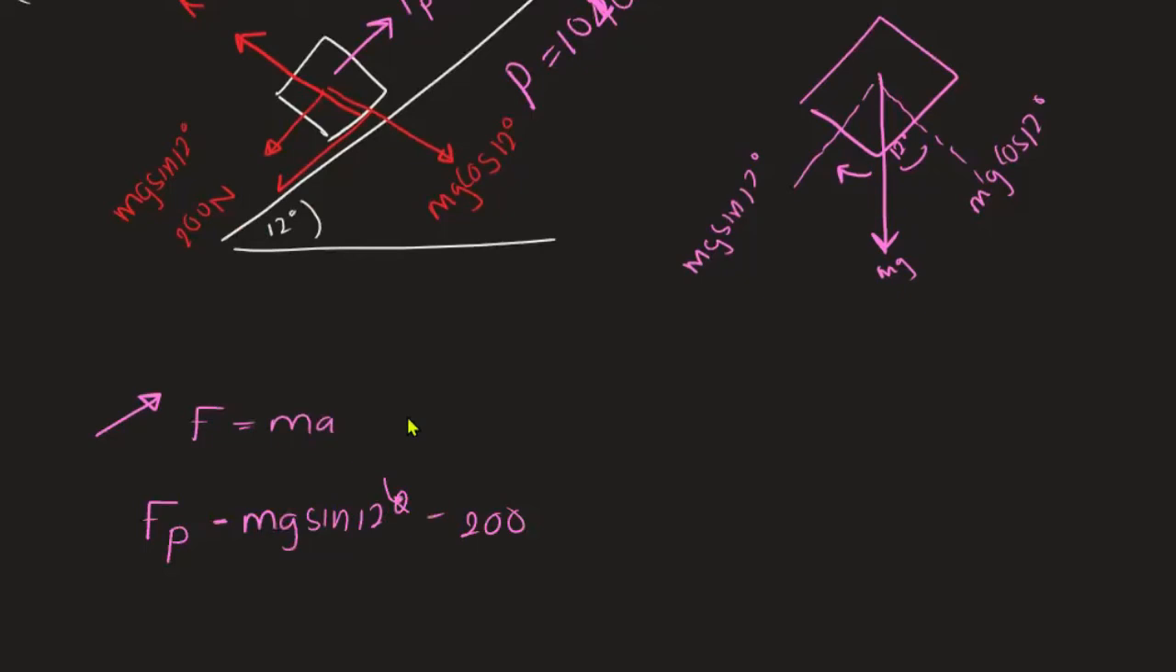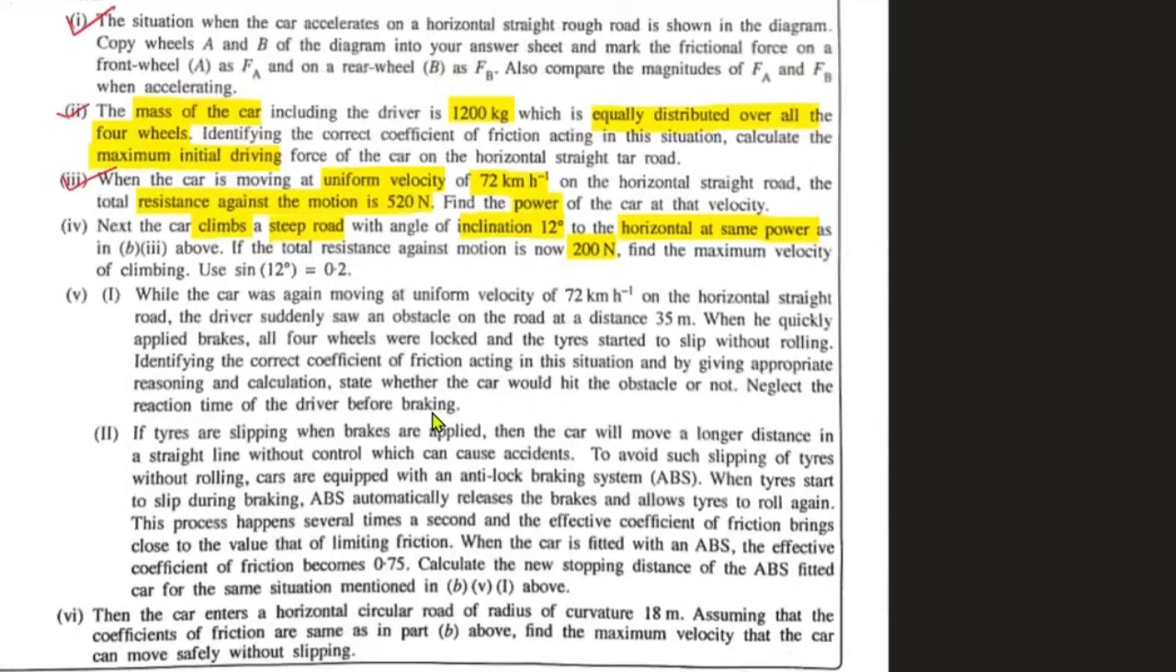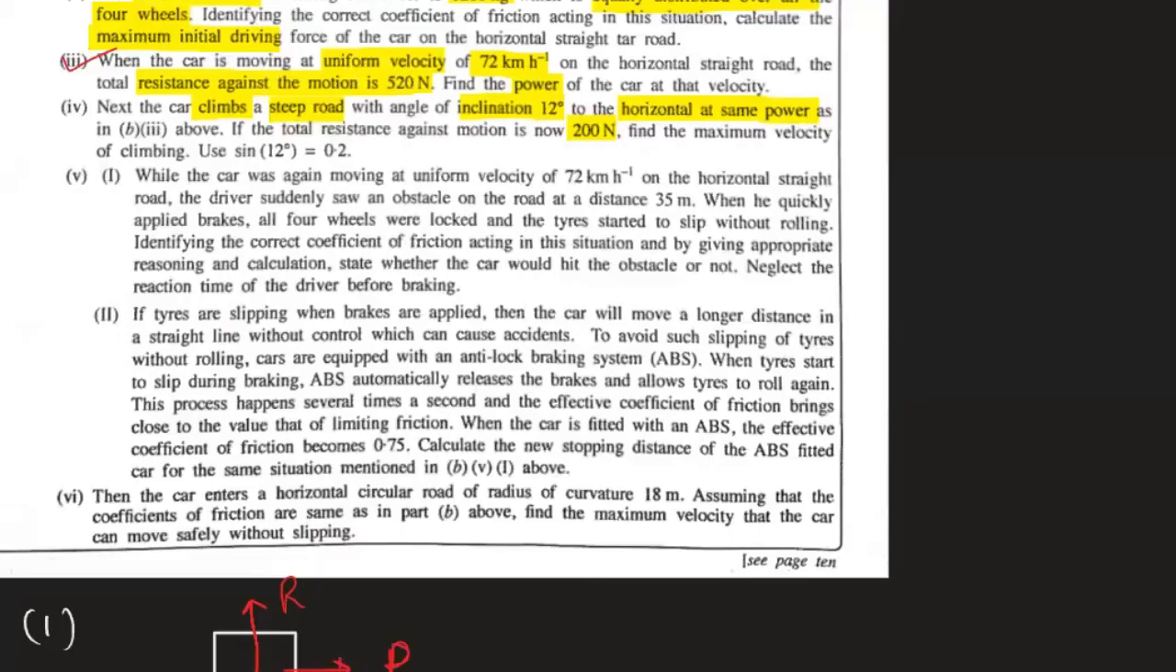Anyways, Fp, so minus is equal to its mass. What is its mass? M. Its acceleration is what? So we need to see what the acceleration is. I guess it's not moving with an acceleration, right? While the car was again moving at a uniform velocity, right? So what they're saying is the motion is same as before, right?